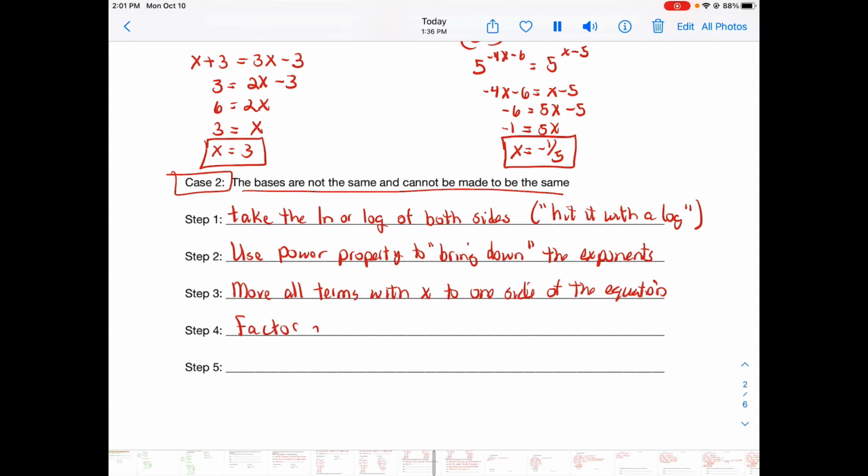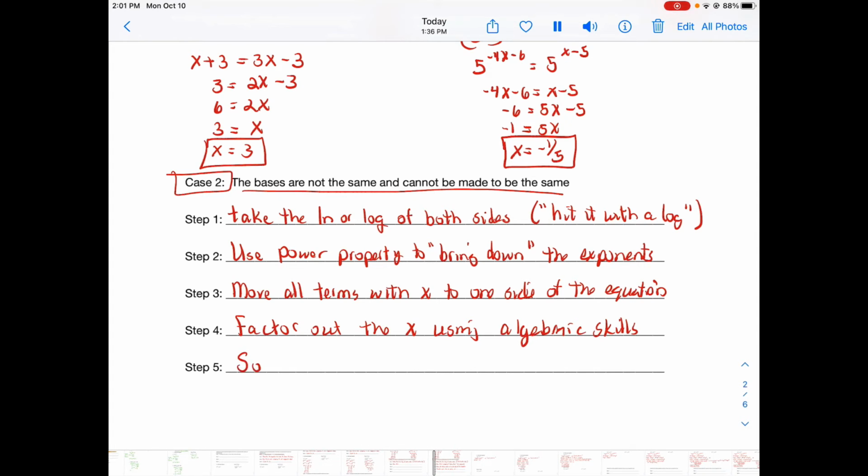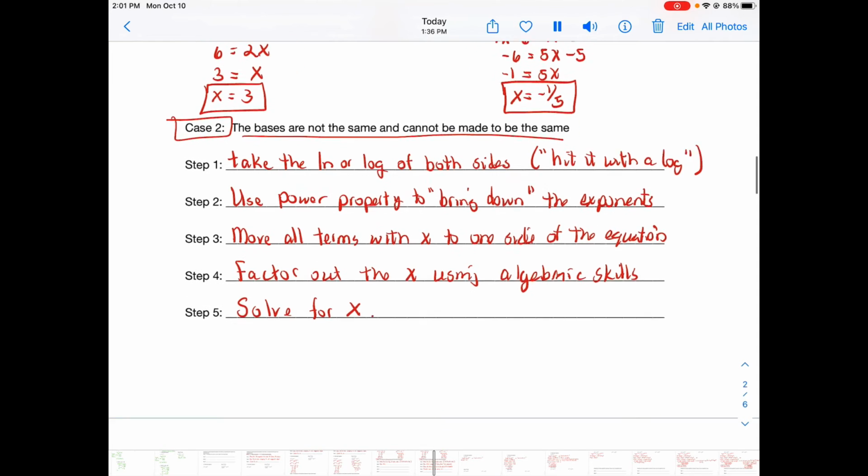Now, you'll often have to do factoring. You'll often have quadratics, or you'll have to factor out your GCF. There's many techniques that we've learned in algebra. So you're going to use all your algebraic techniques in order to solve for x. And then, once you factor out your x, now you have x by itself, so you can solve for the x. So that's kind of the procedure that we're going to do when we have two exponential expressions where the bases are different and cannot be made to be the same.